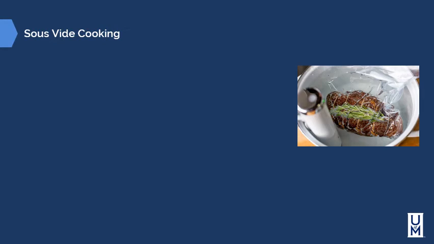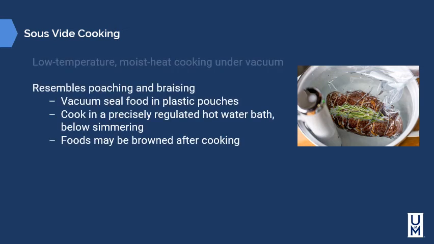Sous vide cooking is ideal for tough cuts of meat because it allows it to tenderize in its own liquids without wasting any additional liquids or incorporating water into it. This is a low temperature, moist heat cooking method, but it's under vacuum, so the food is actually away from the water source, although it's surrounded by water. It resembles poaching and braising.